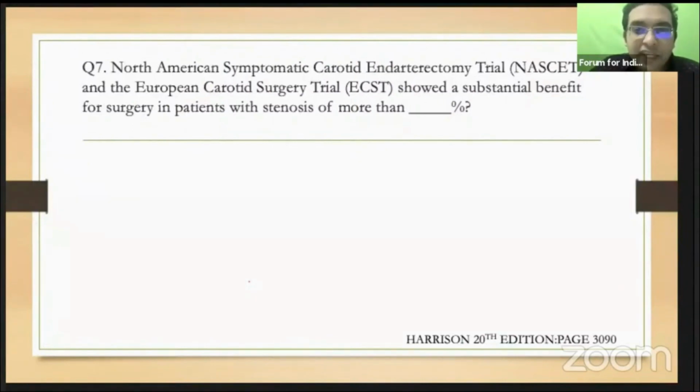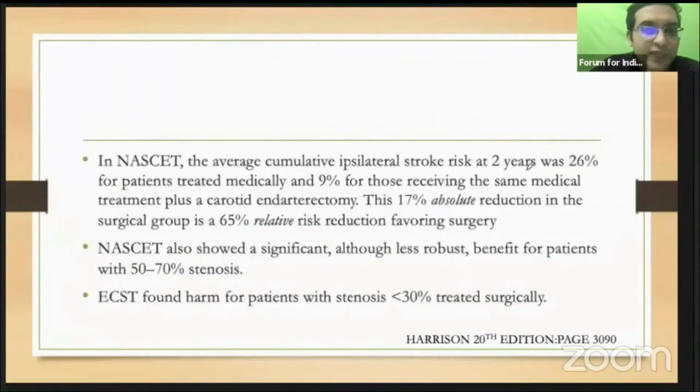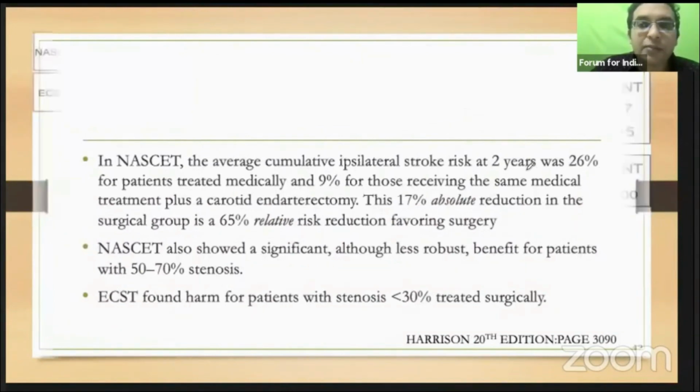Actually, it's 70%. The number needed to treat is just 7 in case of more than 70% occlusion, and that is the answer. As I told you, 50 to 70% has also been tried for stenting and endarterectomy, but was not as beneficial as the more than 70% study results. The other thing found was that if stenosis is less than 30%, then never go for surgical management because it will harm the patient.